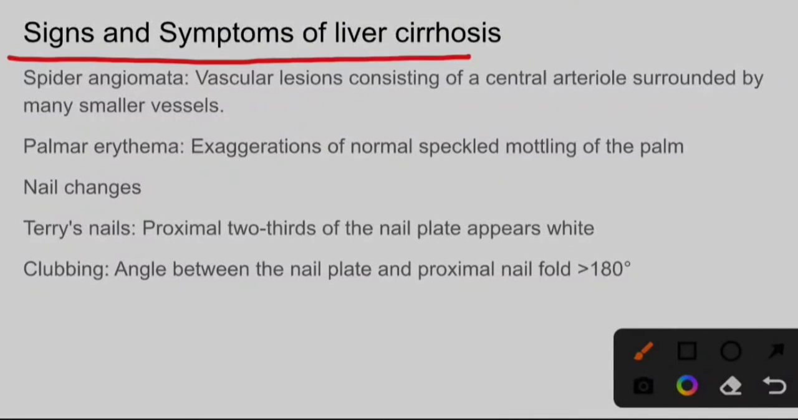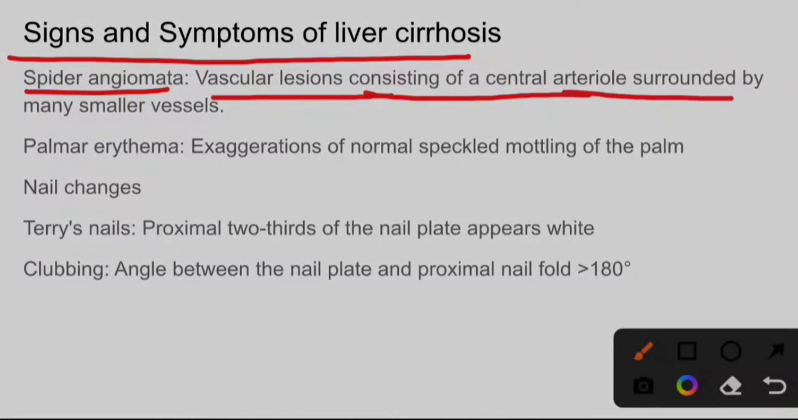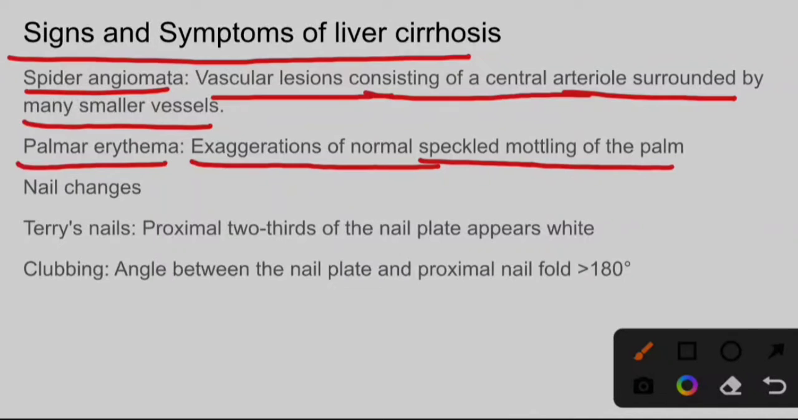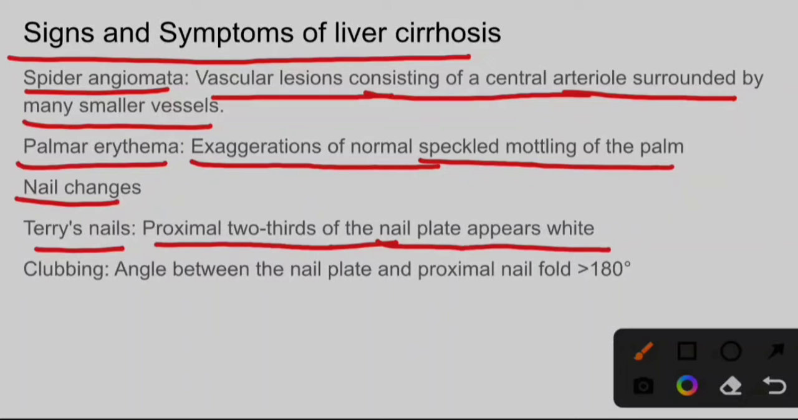Signs and symptoms of liver cirrhosis. Spider angiomata, vascular lesions consisting of central arterioles surrounded by many small vessels. Palmar erythema, exaggeration of normal speckled mottling of the palm. Nail changes, Terry's nails. The proximal two-thirds of the nail plate appears white.